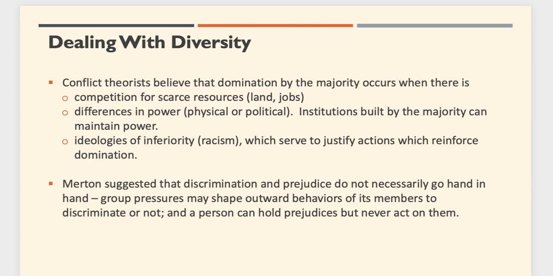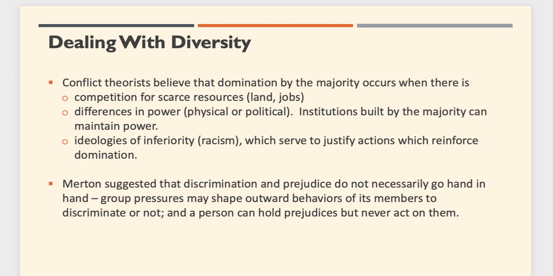And so they're going to develop institutions, obviously, that support their own power over the minority. The minority are going to have a very hard time gaining control of those institutions through legal means. And then the third factor that exists when there's a domination by the majority is ideologies of inferiority, such as racism or any ism we're talking about, and those ideologies justify the actions that reinforce and support the domination.